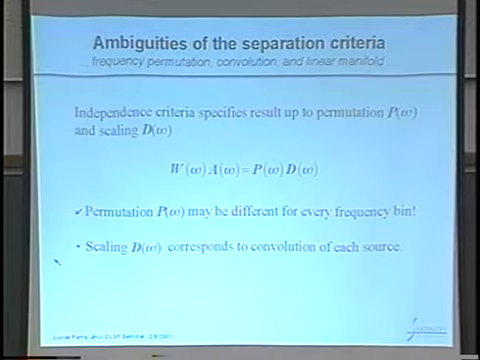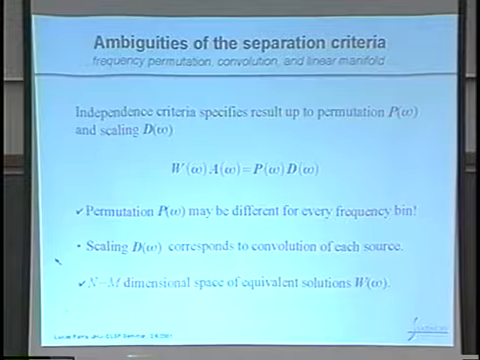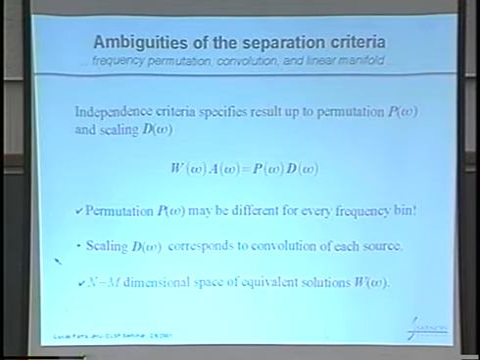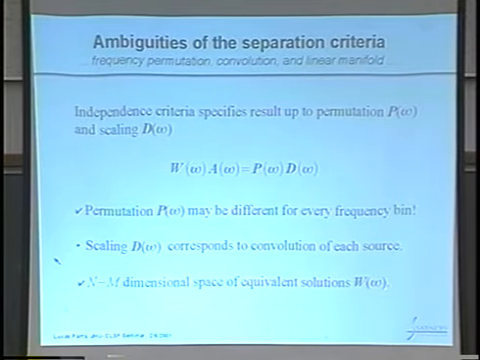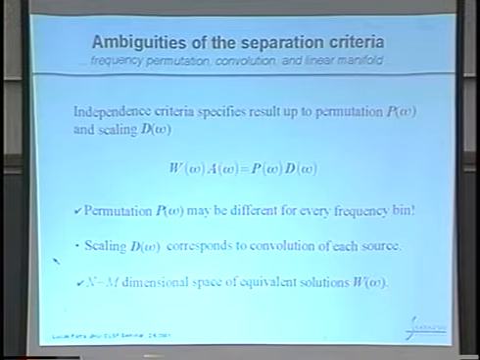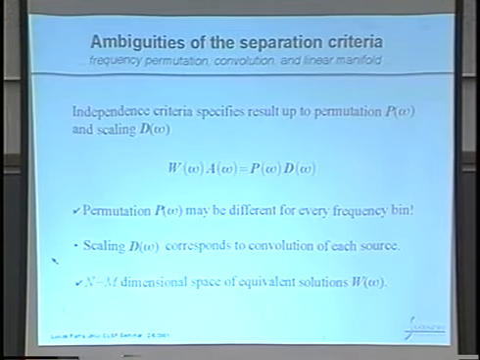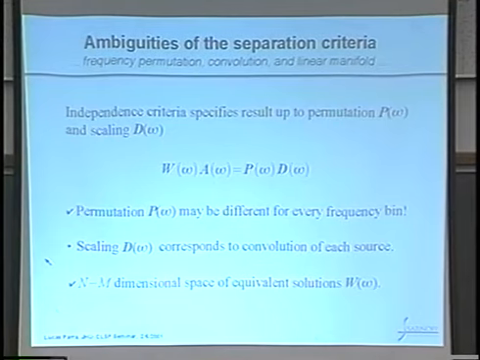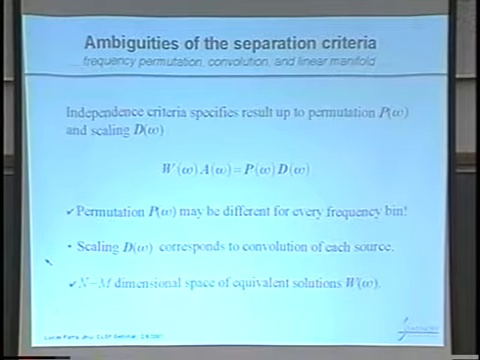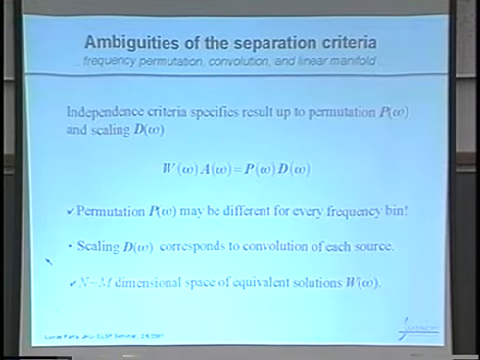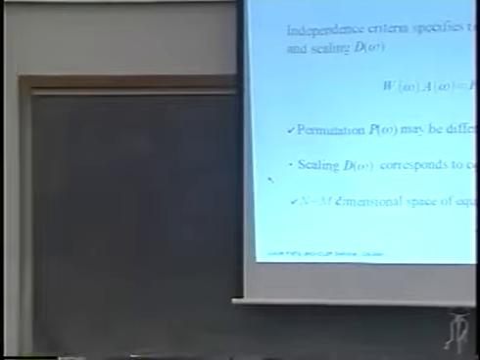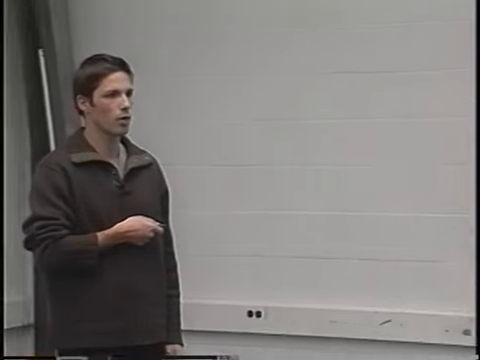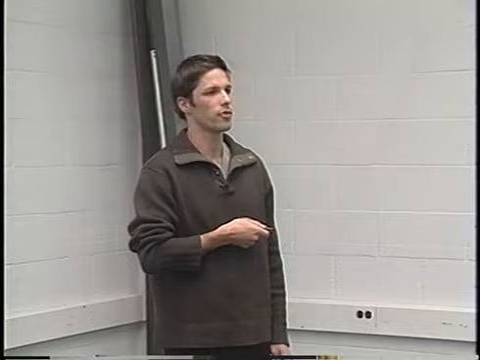And if you use, in fact, even more microphones than sources, it turns out there is a whole linear subspace of solutions W that will invert this A, right? So there are a number of ambiguities that the independence criterion does not specify. Scaled versions are always independent, permuted versions are still independent, and just by simple linear algebra, there's a whole n minus m dimensional subspace of solutions to this, n being the number of sensors, m being the number of sources.